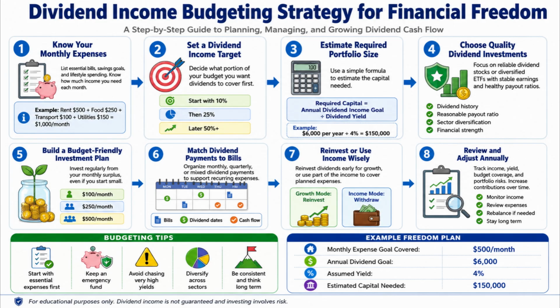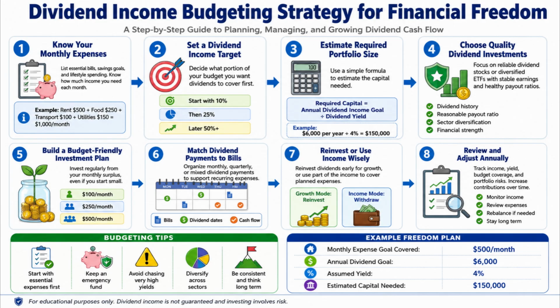For example, suppose your financial freedom target is to cover $500 in monthly expenses. This equals $6,000 in annual dividend income. Using an assumed yield of 4%, the estimated capital requirement would be approximately $150,000. This example shows why dividend income strategies normally require patience, regular contributions, reinvestment, and long-term portfolio growth.